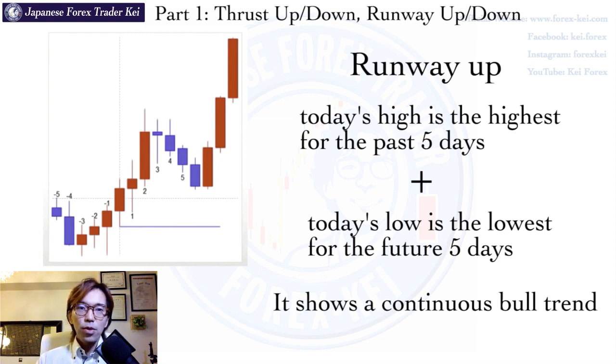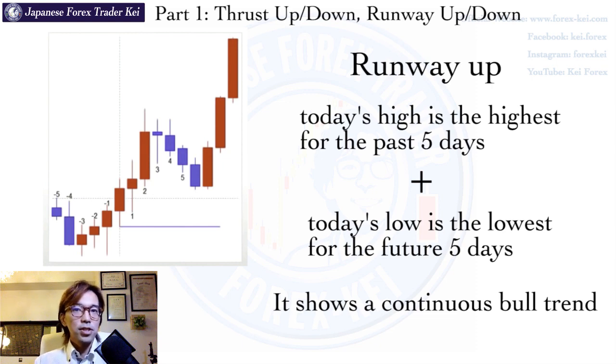Runway Up means when today's high is higher than the past 5 days' high, and also when today's low is lower than the future 5 days. It's called Runway Up. When you listen to this in a sentence, it sounds complicated, but let me explain this visually so that you can understand it better.